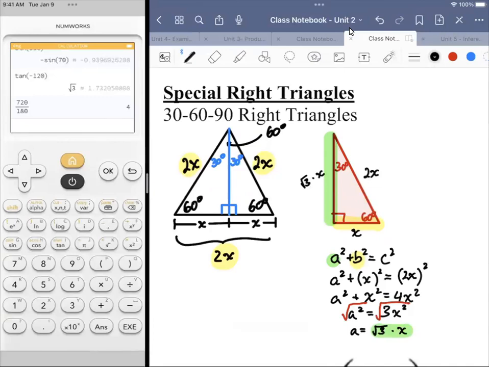All right. So the rule is you have 30 degrees to 60 degrees to 90 degrees follows the relationship of x, radical 3 times x, and 2x. All right. Now we need to reconcile this with the unit circle.